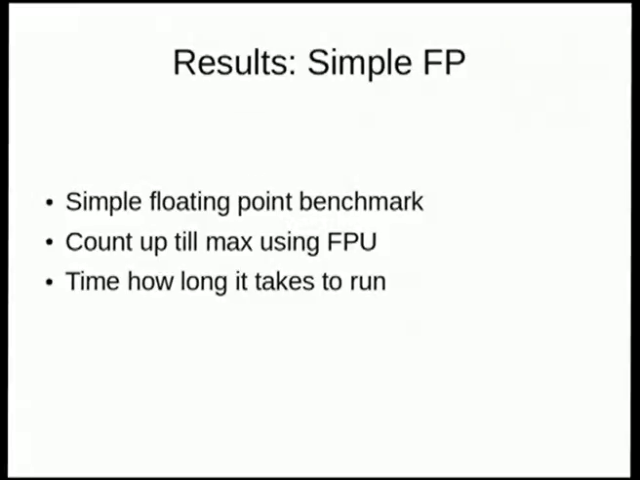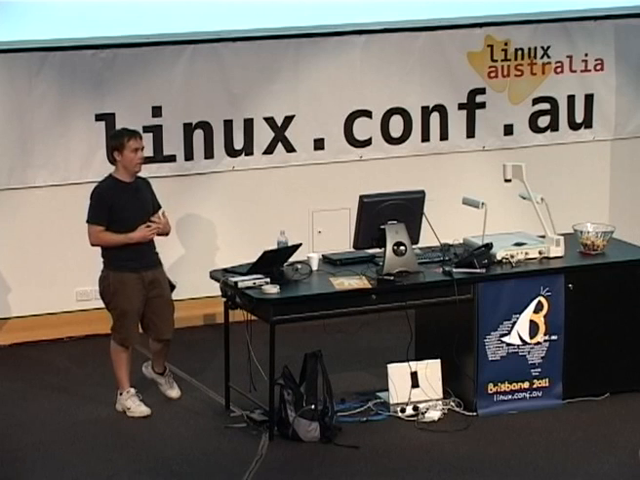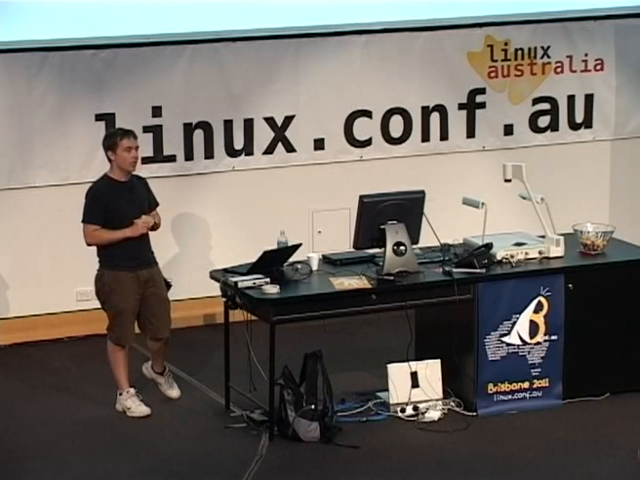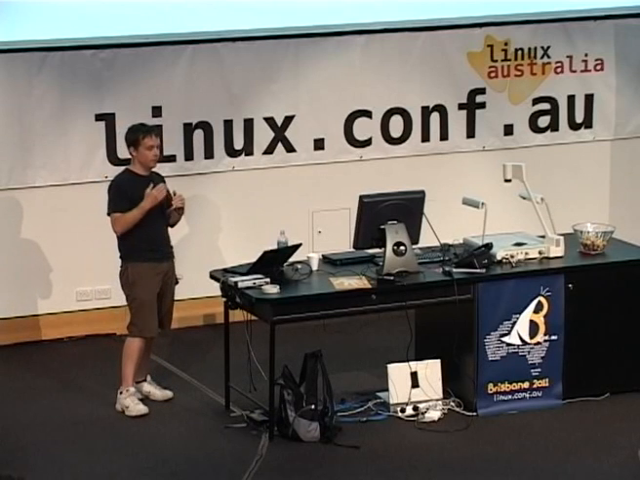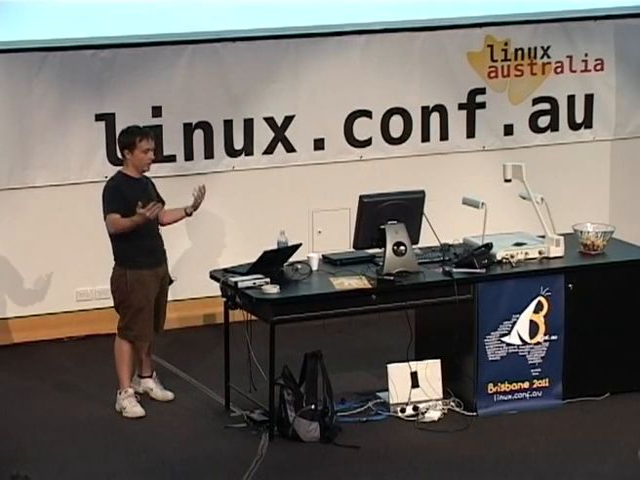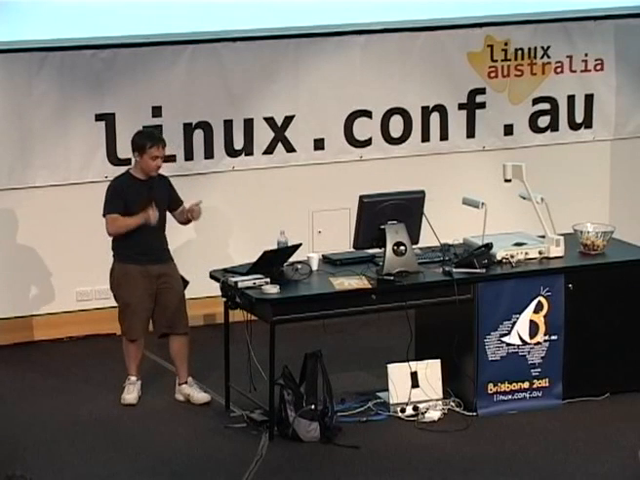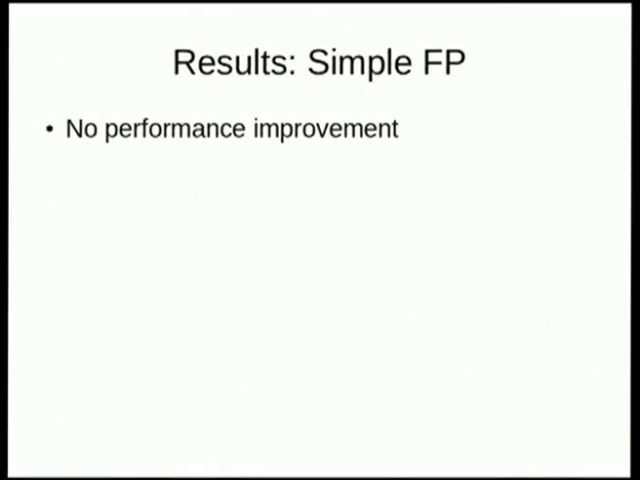So some results. I started off just writing a very simple benchmark. Again, I don't care about what the actual floating point computation is. I just care that more time is allocated to user space and the kernel overhead is reduced. So all I did was write a simple test that started at 0 and counted up to a maximum and see how long it takes. So if I do this, no performance improvement. But there were no regressions either, so that's good.